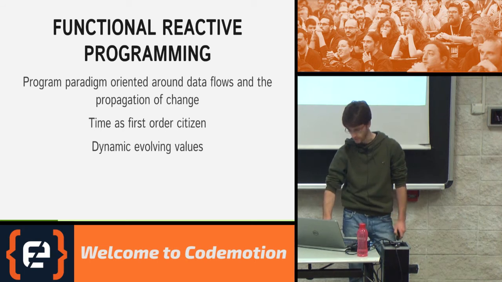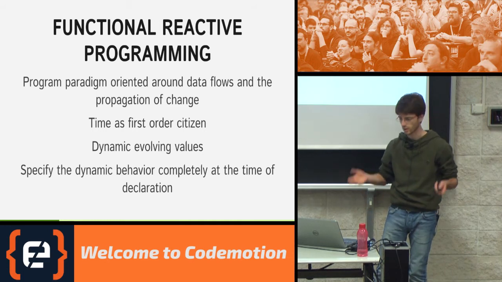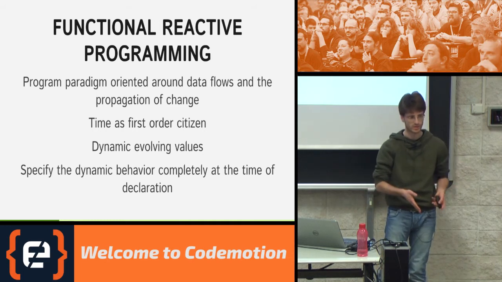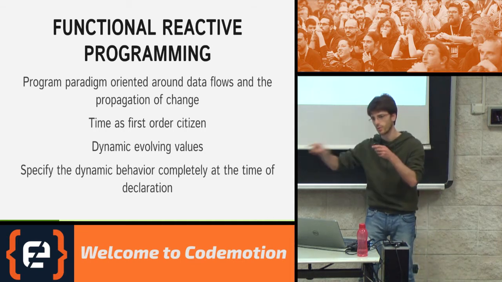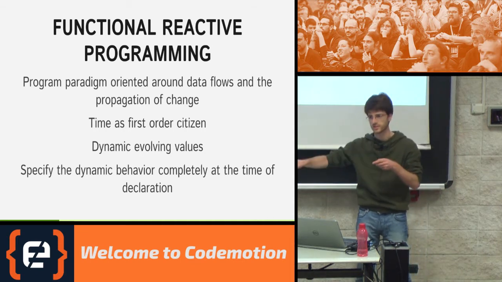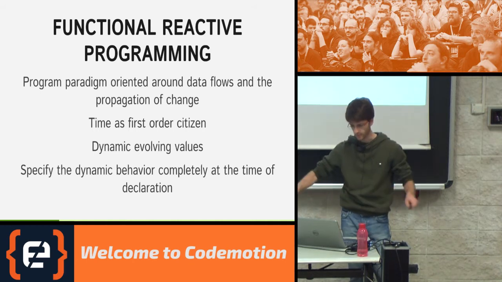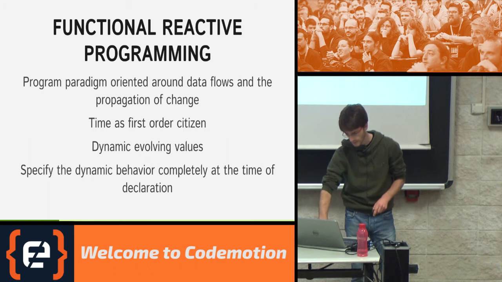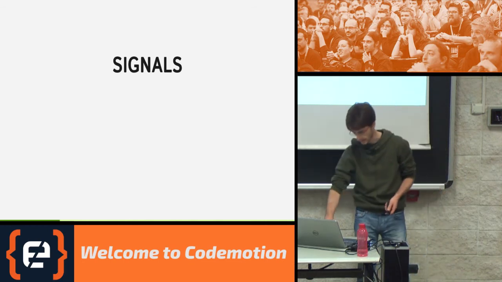So this helps you because you can specify the dynamic behavior of your application completely at the time of the declaration. So you don't need to say, okay, this changes, I need to propagate the change there, set something that gets and sets something over there. Everything flows by itself. So what are these dynamic evolving values I'm talking about? They are usually called signals.